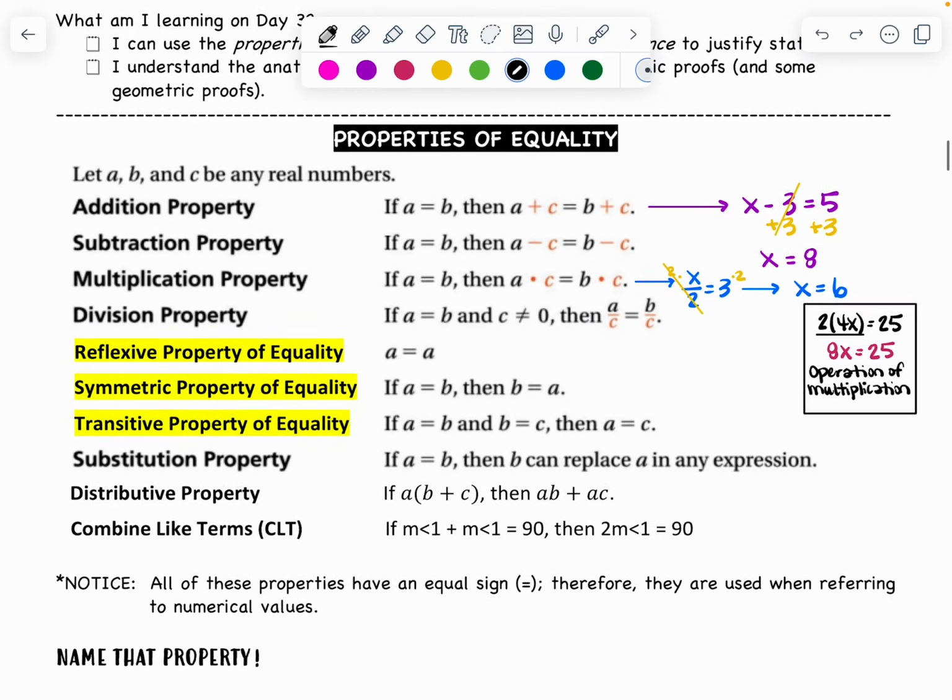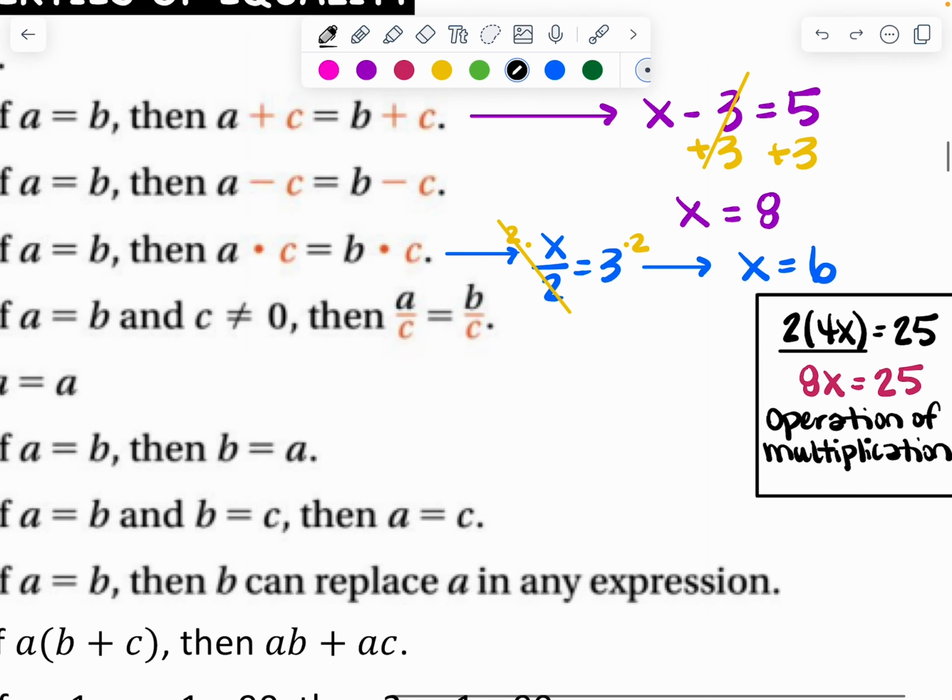All right, and then of course you have the division property, which again, we use this every single day when we solve equations like 2x equals 10.